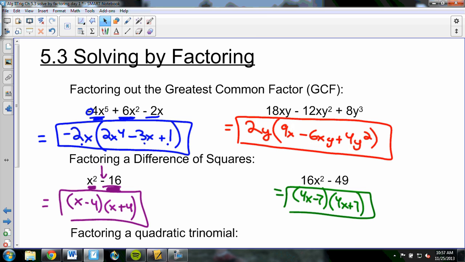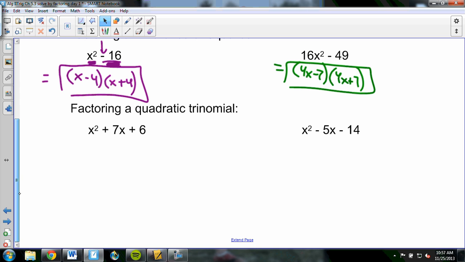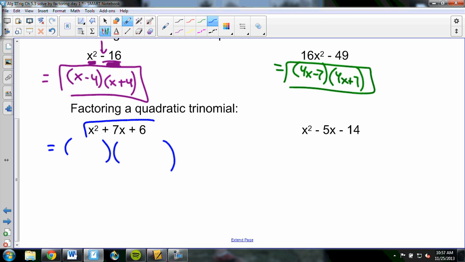Okay, what we're going to spend the rest of our class on is talking about factoring a quadratic trinomial. You've hopefully seen this before. I call it factoring into bubbles, where we're going to have 2 things like this. And I want to have something that when I FOIL gets me x squared plus 7x plus 6. I know that those are both going to be x's, because x times x is x squared.